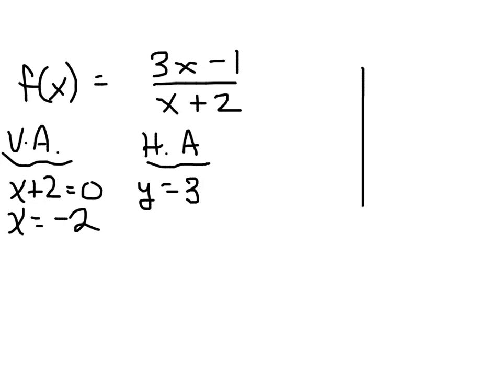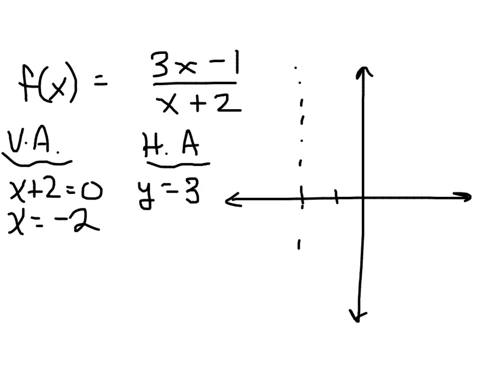So on my graph, negative 2, 1, 2, make my vertical asymptote. y equals 3, 1, 2, 3, make my asymptote. Is everybody okay with how I got the asymptotes?